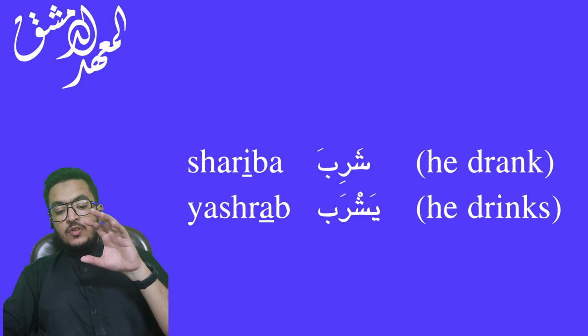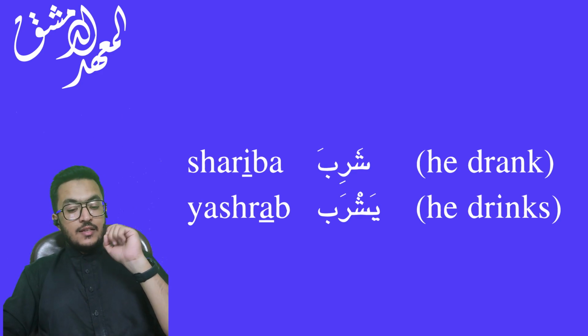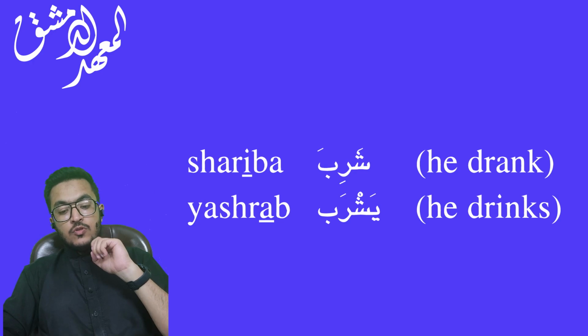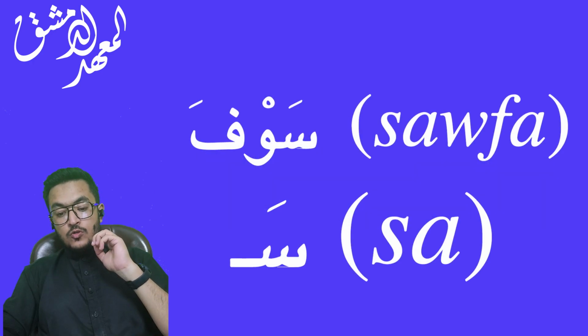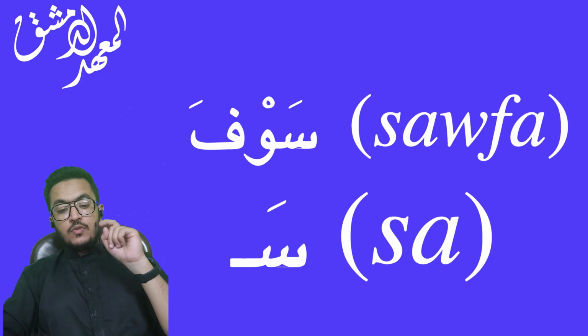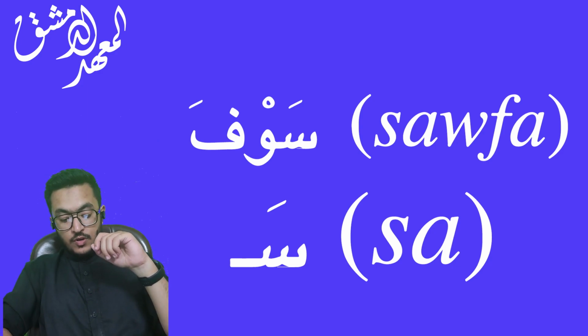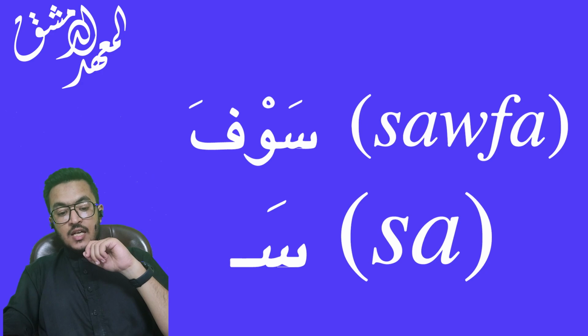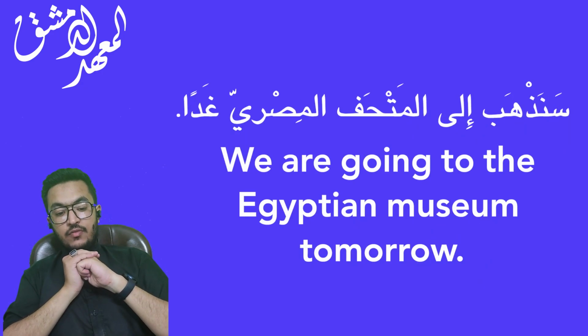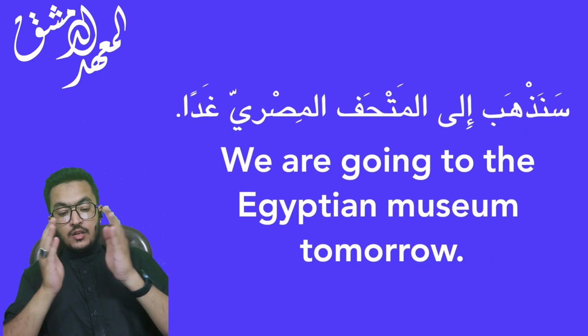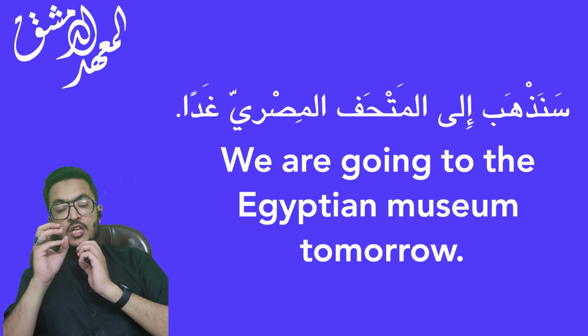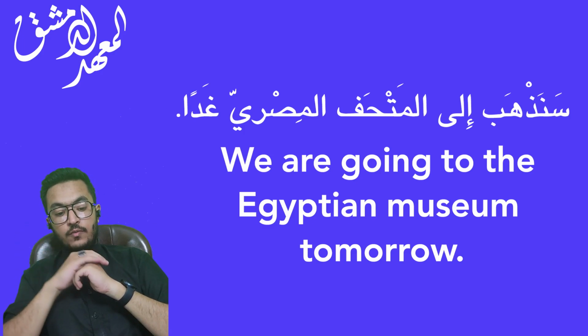Now we'll discuss the future tense. If you want to talk about the future in Arabic, you also use the present tense, often with the word sawfa or with the prefix sa added to the front of the verb to indicate the future. For example, سنذهب إلى المتحف المصري غدا. We are going to the Egyptian museum tomorrow.